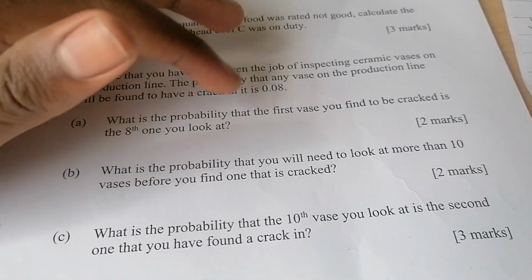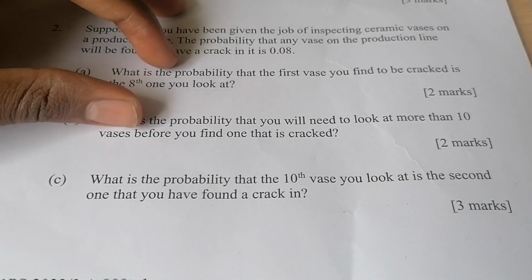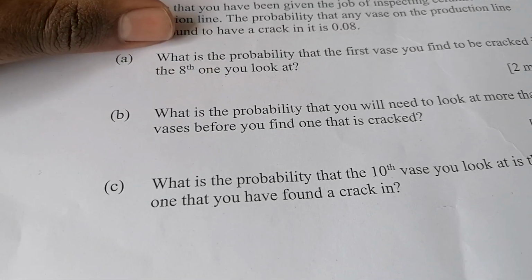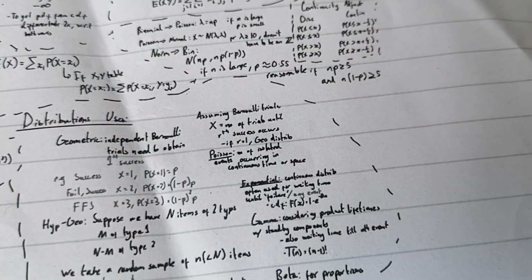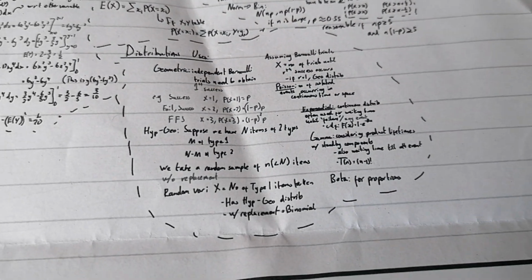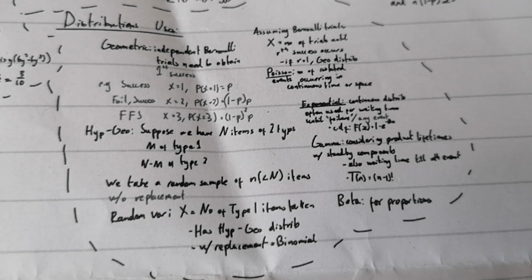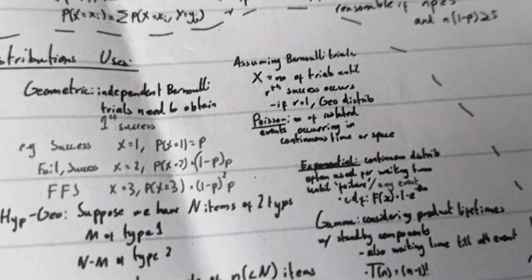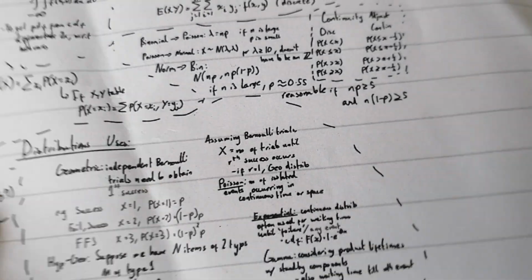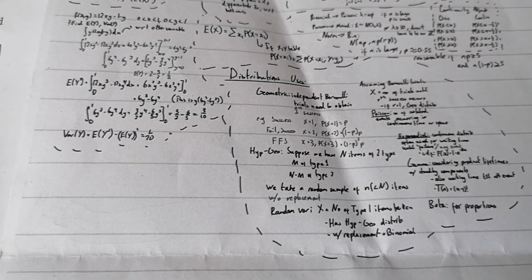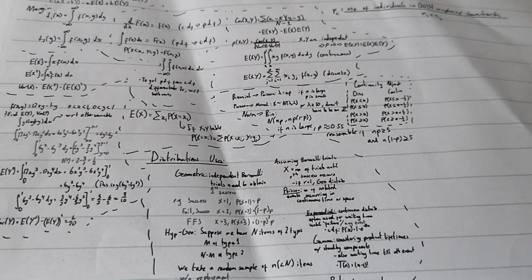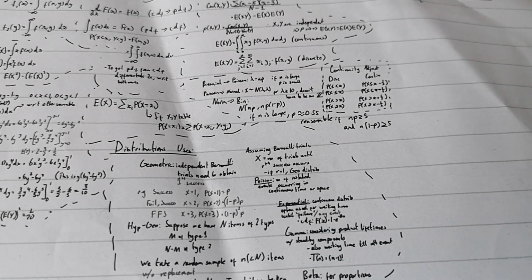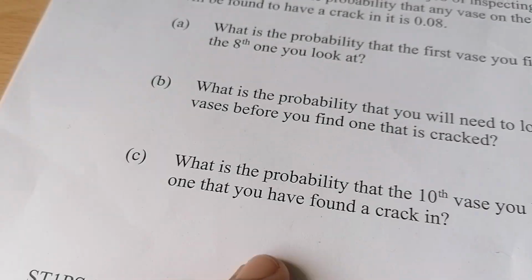The probability that the 10th vase you look at is the second one you found a crack in. This is what I believe was a negative binomial. Again, I don't exactly know why it's called negative binomial, even though I think it's closer to a geometric distribution, but that's not important. Basically, instead of finding just the first success, it's the rth success. So in this case, 2.